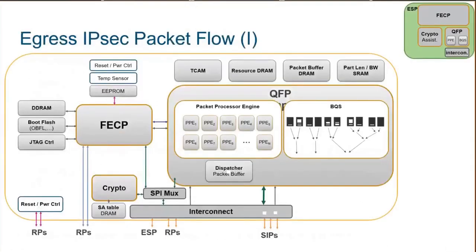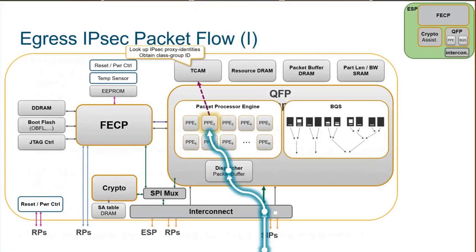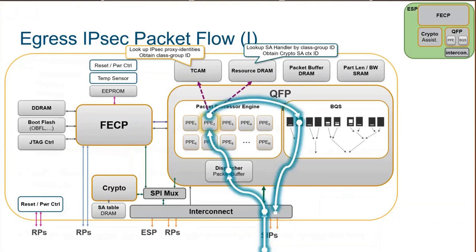Now, how is an IPsec packet handled? Once we receive the packet, it will be sent to the PPE. The PPE will apply the feature invocation arrays, and it will buffer the packet. It will look up in the TCAM for the corresponding group ID for the IPsec, and it also checks the resource DRAM for the class group ID and obtains the crypto SA values and all those things. Once it is done, it will be sent to the queuing and scheduling, and back to the interconnect.